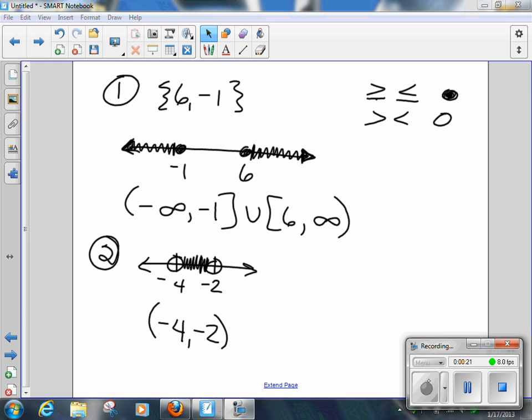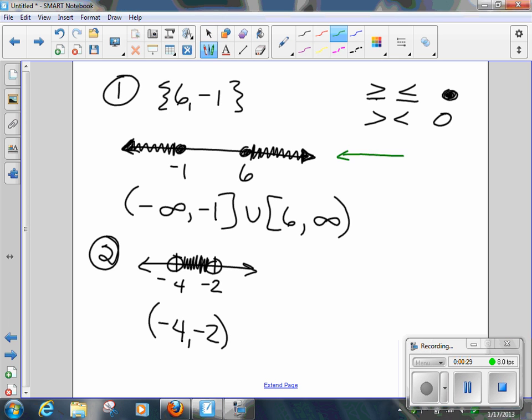So number one, I started putting the solutions and then I stopped. But you should have this number line and this interval notation. Check it quickly, please. If you were not here yesterday or you chose not to do this, I would copy this down because this is on your test.